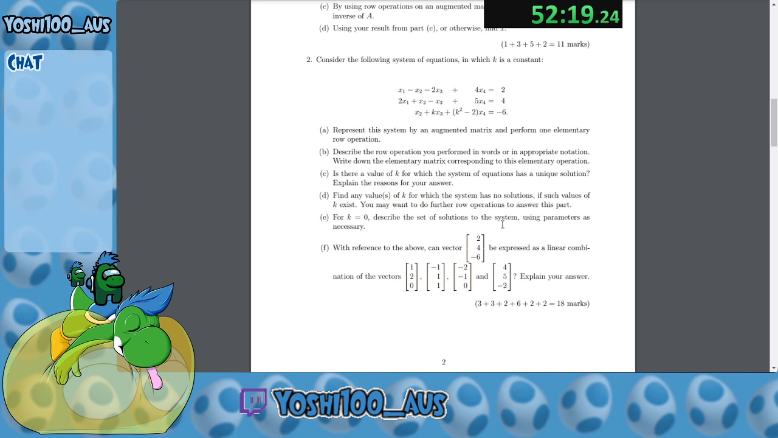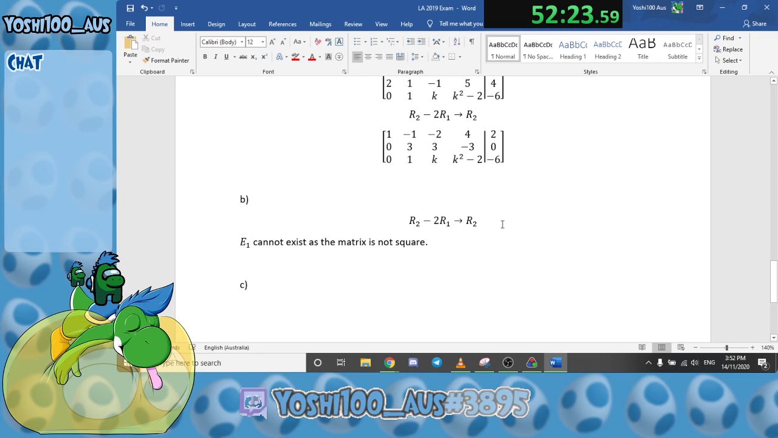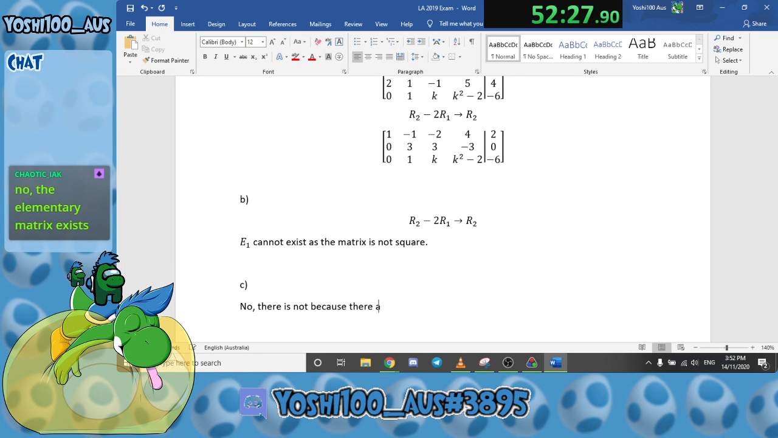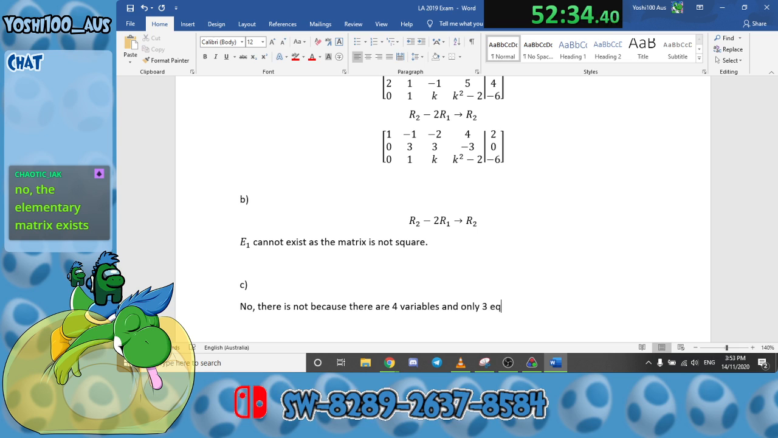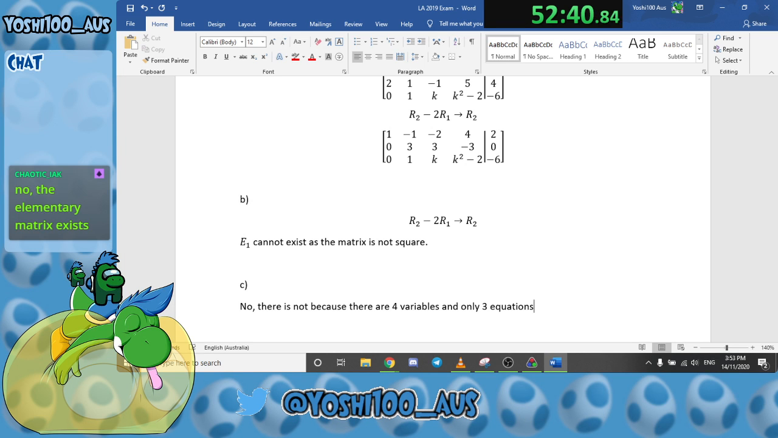Is there a value for k for which the system has a unique solution? No. There is not, because there are 4 variables and only 3 equations. The elementary matrix exists. How do you write it?